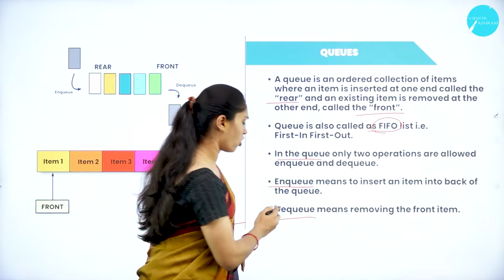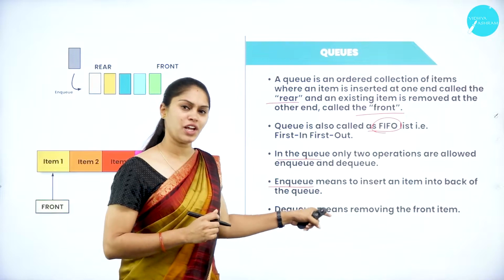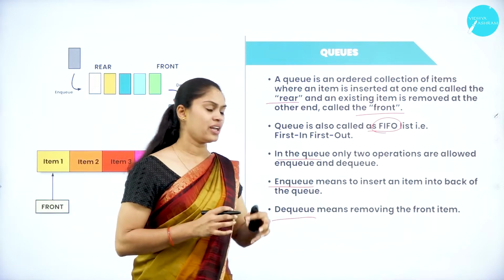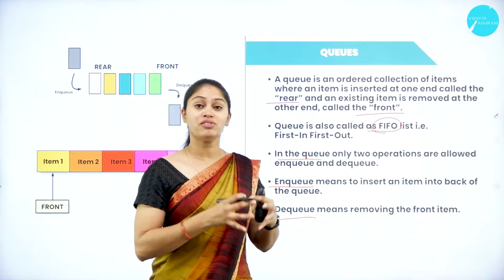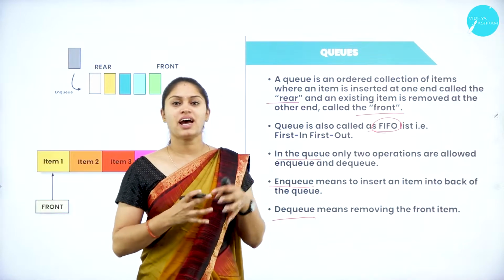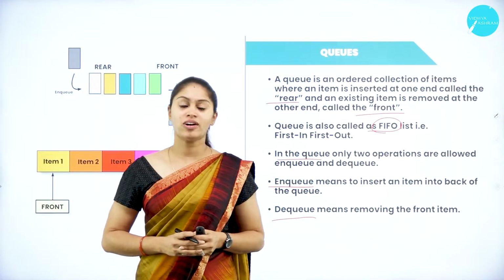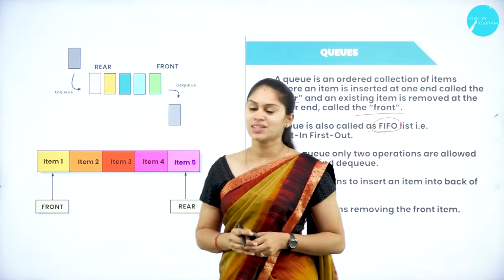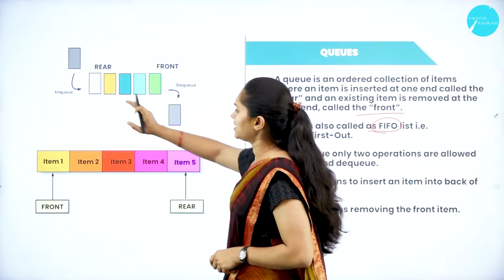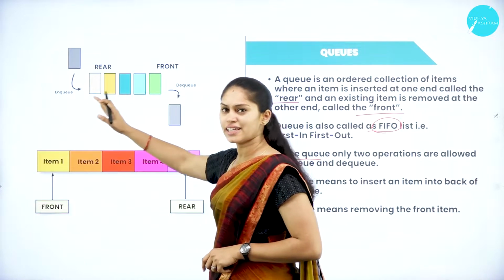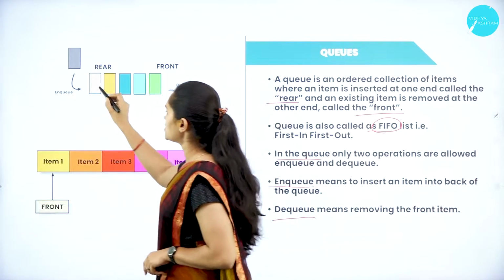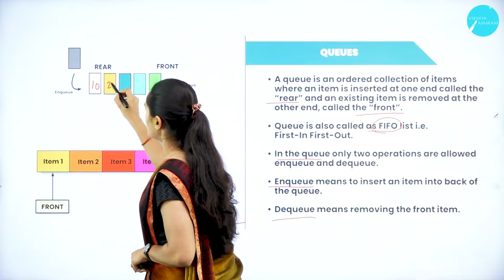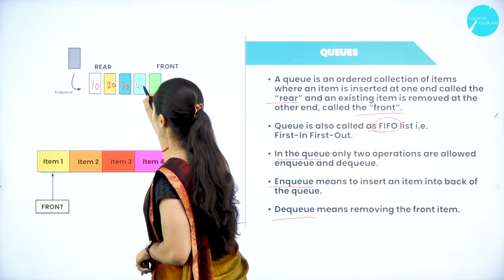Then we have one more operation, that is DQ. So DQ is nothing but removing an element from the front end. The front item that we are going to remove or delete, that operation is called DQ. Okay. So here you can see we have an ordered collection of elements. I can take the values as 10, 20, 30, 40, 50.